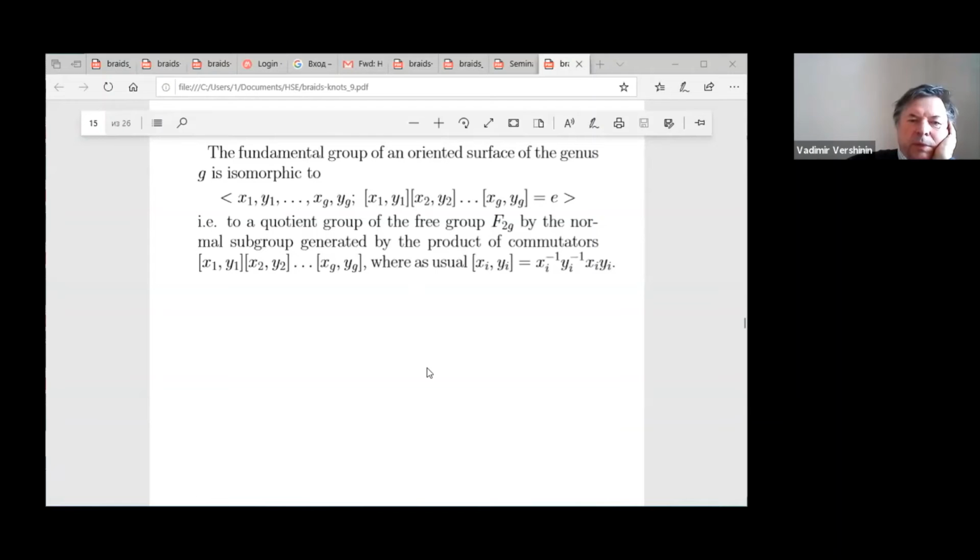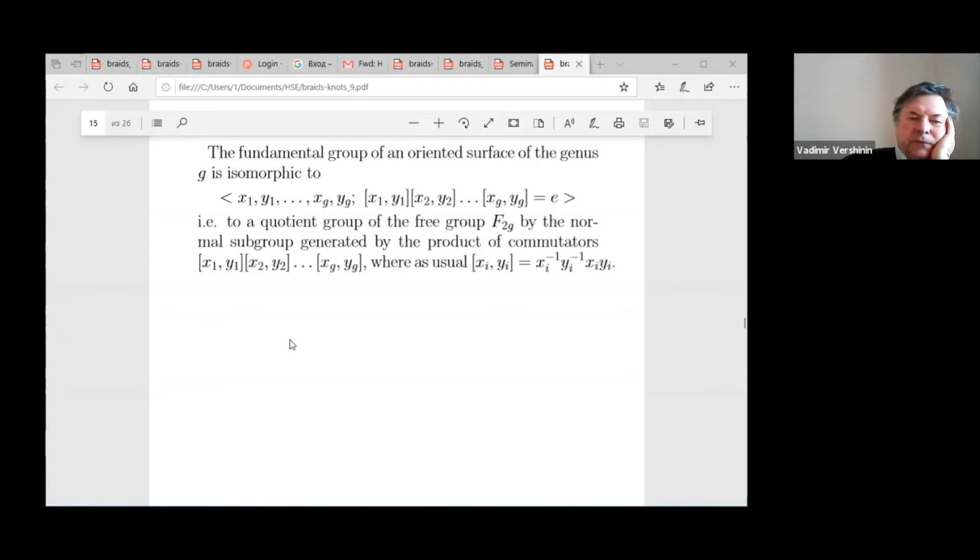Our picture, how we were making the closed surface: you take the 4g-gon, and then you make an identification, you glue a cell. These are the edges of the 4g-gon, here 2g, and this will be the genus of the surface. This is the cell which is attached, and you have this relation. So this is our picture.